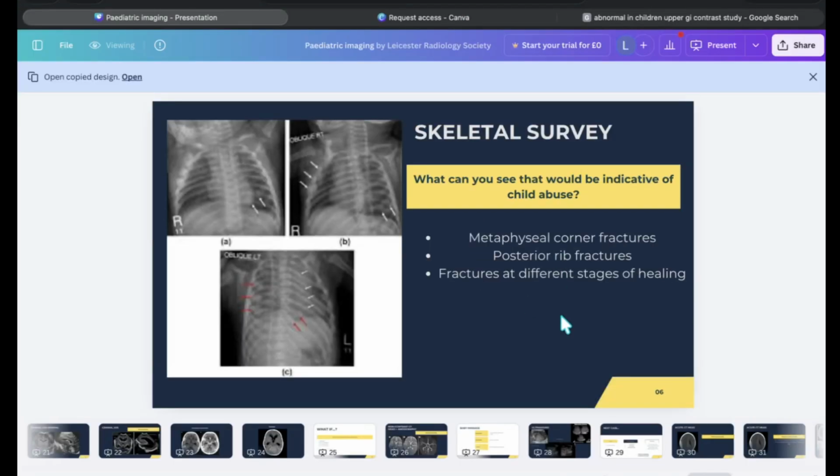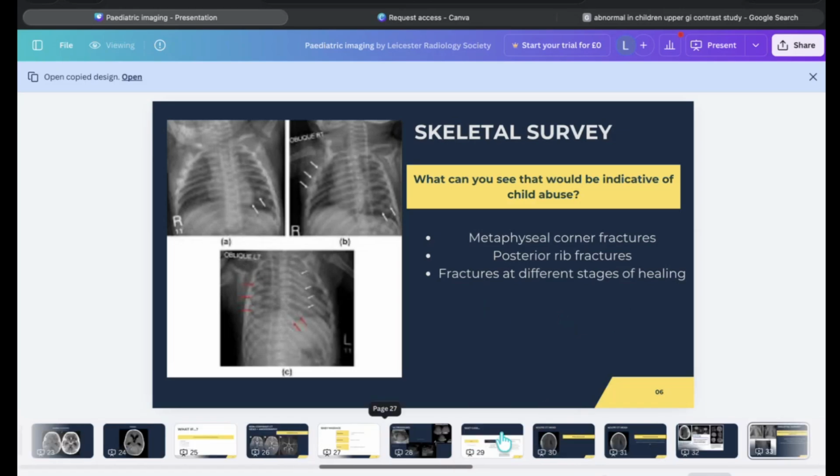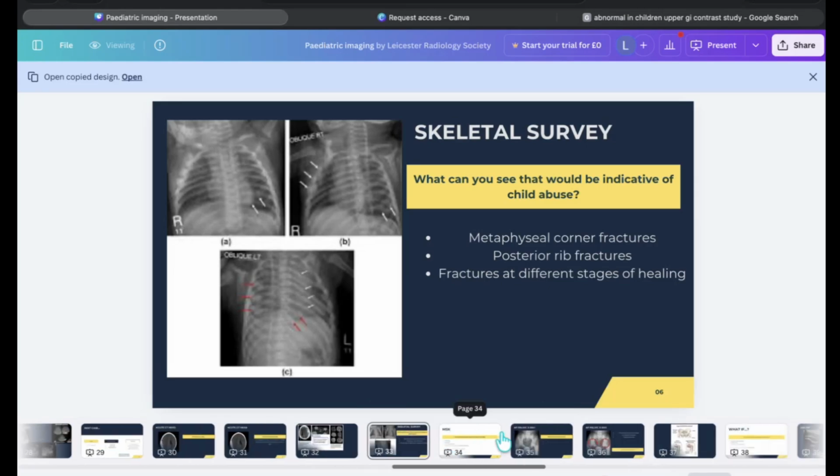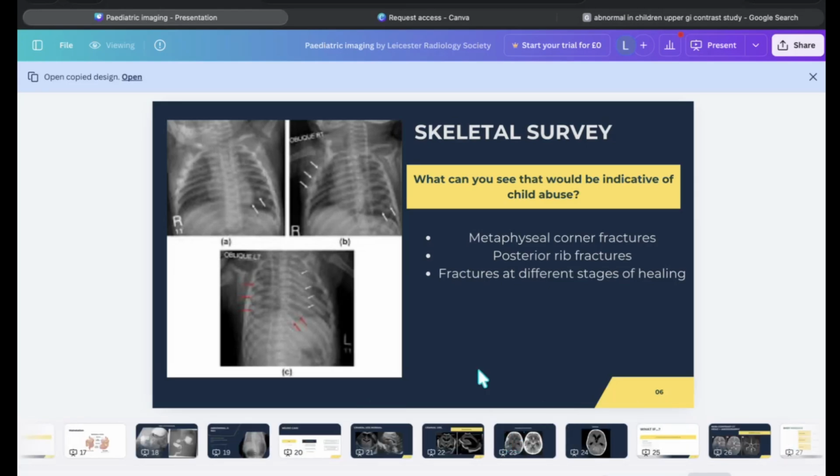So what you can see is rib fractures, especially posterior rib. That's because the patients are unlikely to fall on their back. It's very hard to injure in a child of this age, especially if they're 6 months old. They're not really going anywhere. They're mostly crawling maybe a bit around, or they are in a rocking chair. So it's very hard to get those type of fractures. Metaphyseal corner fractures as well. And as you mentioned, fractures at different stages of healing. So thank you. That was very good. Then we're going to move on to the next question.